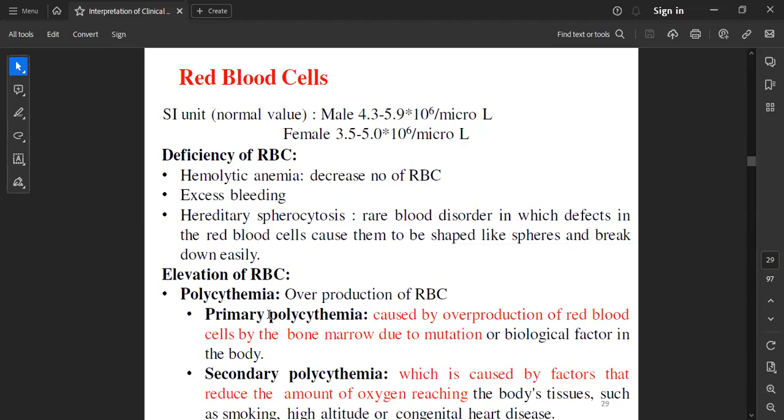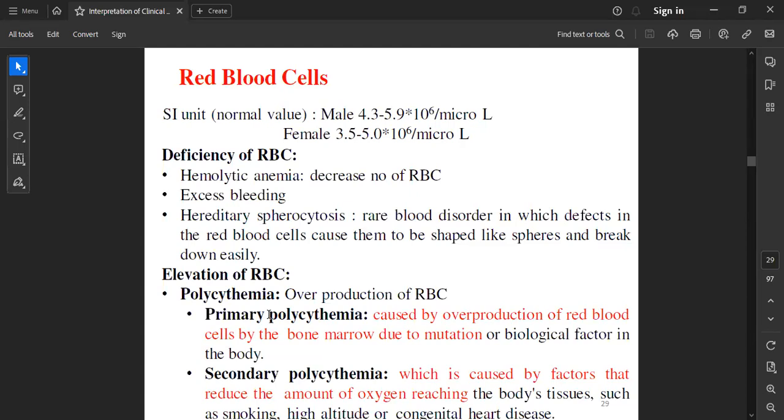Conditions like hereditary spherocytosis. We saw this one where the red blood cells do not have the classic biconcave shape. They're deep in the middle, so they look like spheres. All these things can show in your CBC.